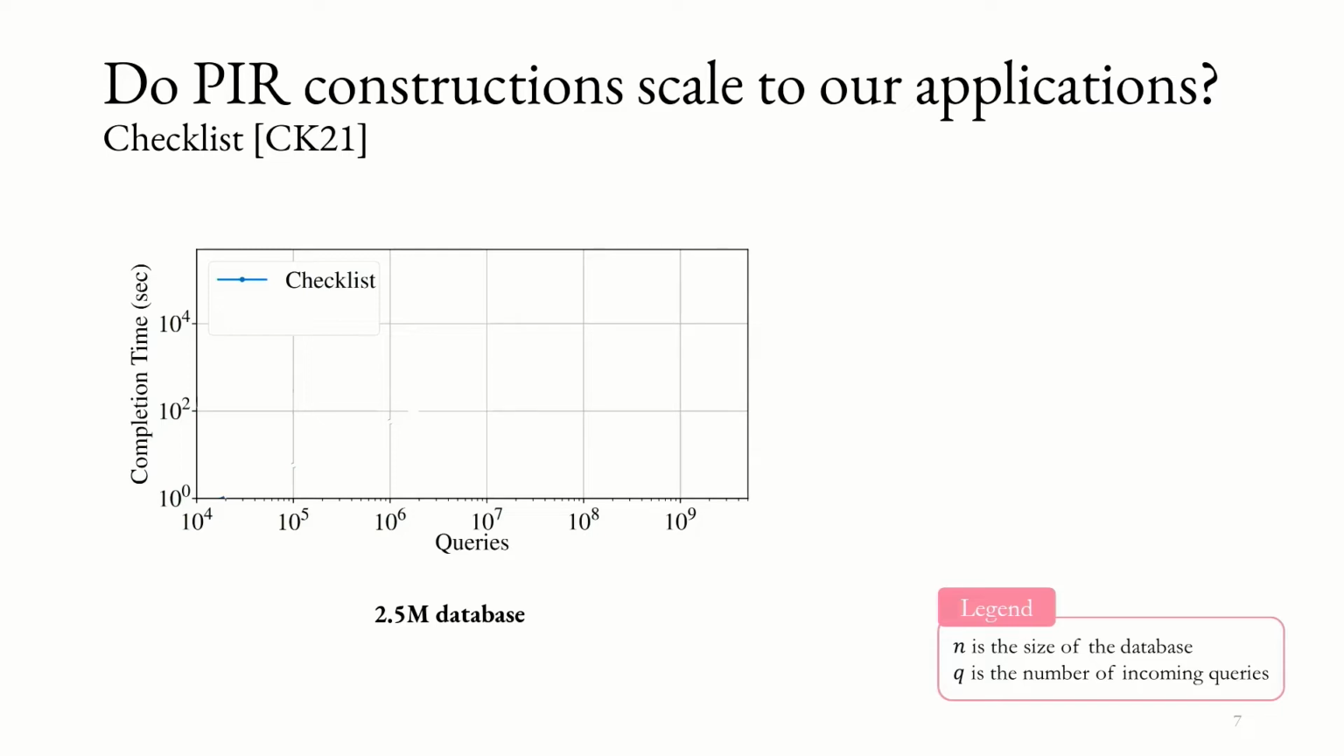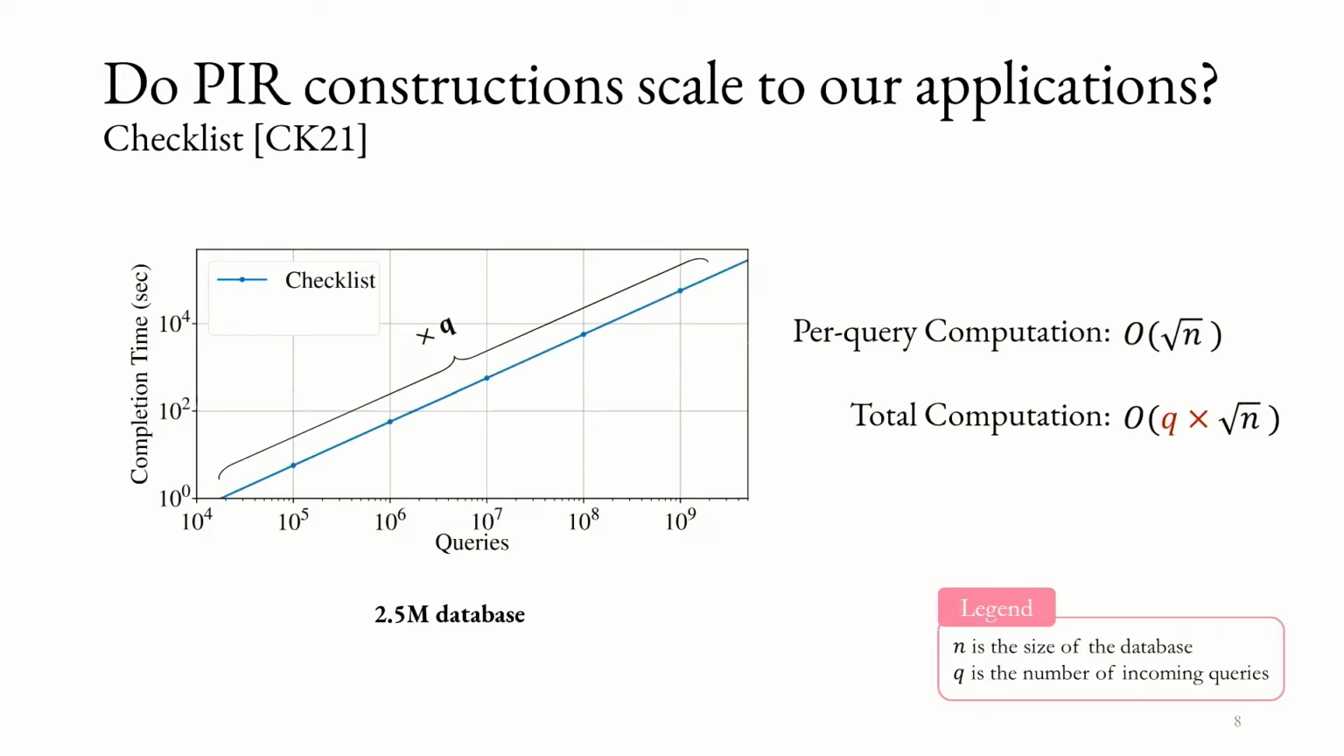Our database size, which we denote by n, is 2.5 million elements. And we ran Checklist's code on Q queries, which we show on the x-axis, and measured the online time required by the servers to handle all of these Q queries in seconds. And we report that on the y-axis. Both axes are log scale.